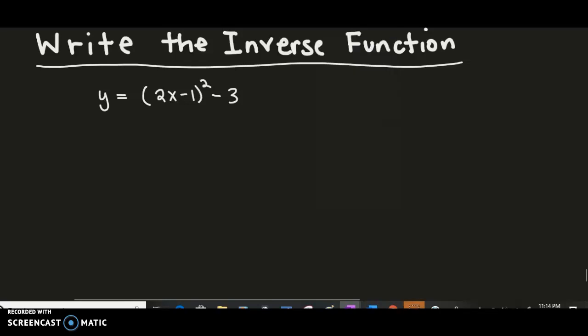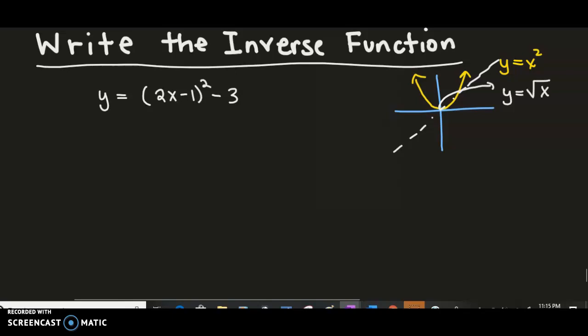So we're asked to write the inverse of the function. And so what does an inverse do? It switches the domain and range. It switches the x and the y. So in a picture, let's think about y equals x squared. What it does is it reflects over the line y equals x, like this. So square root of x is the inverse of that, y equals x squared.